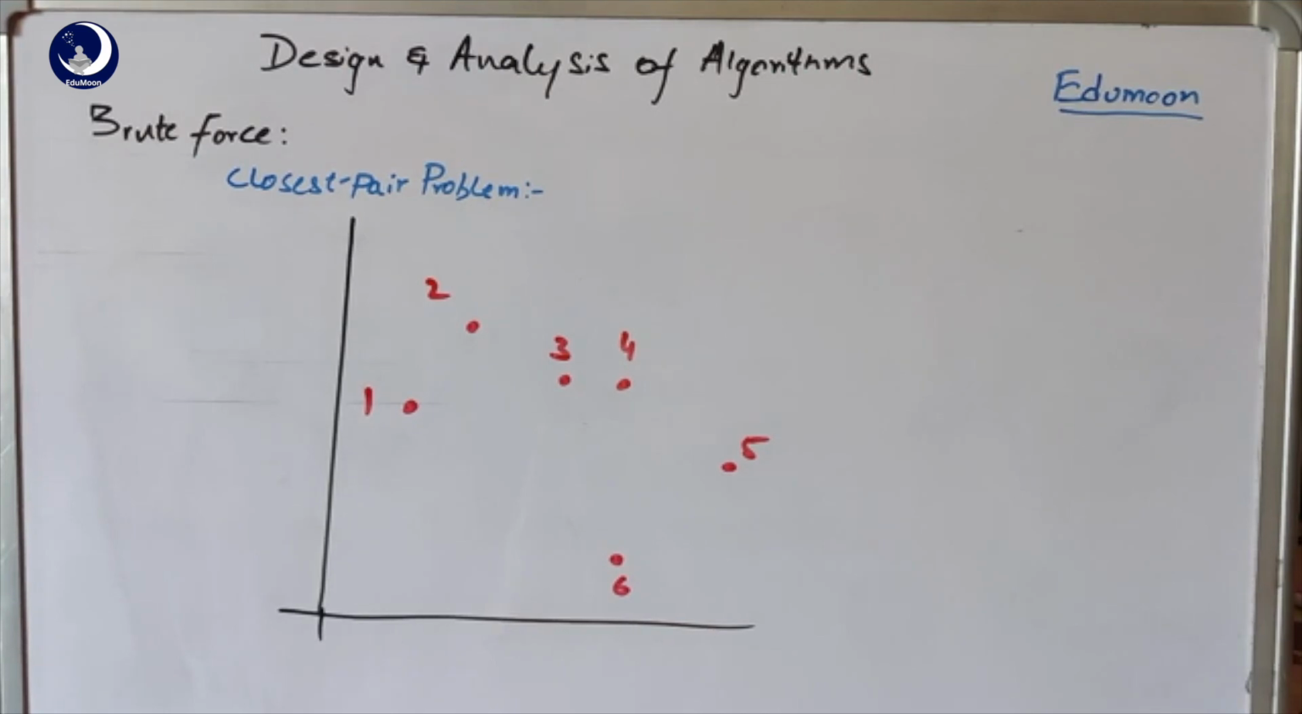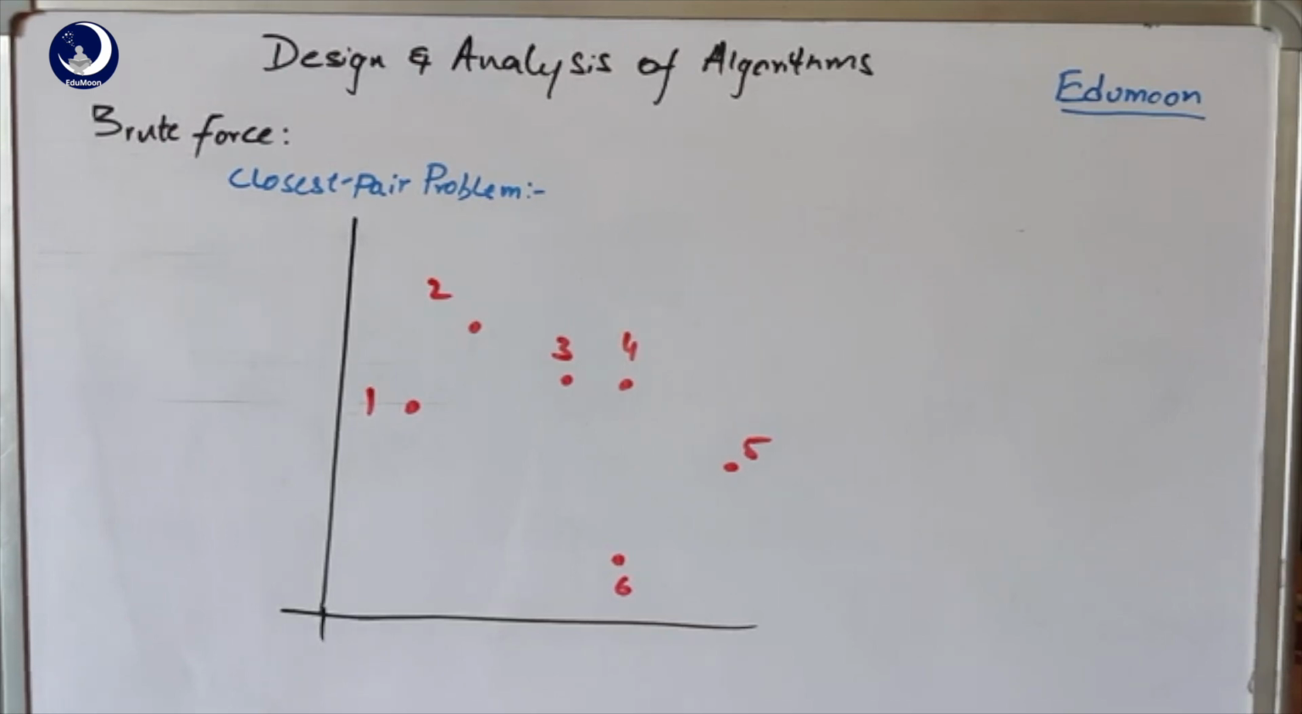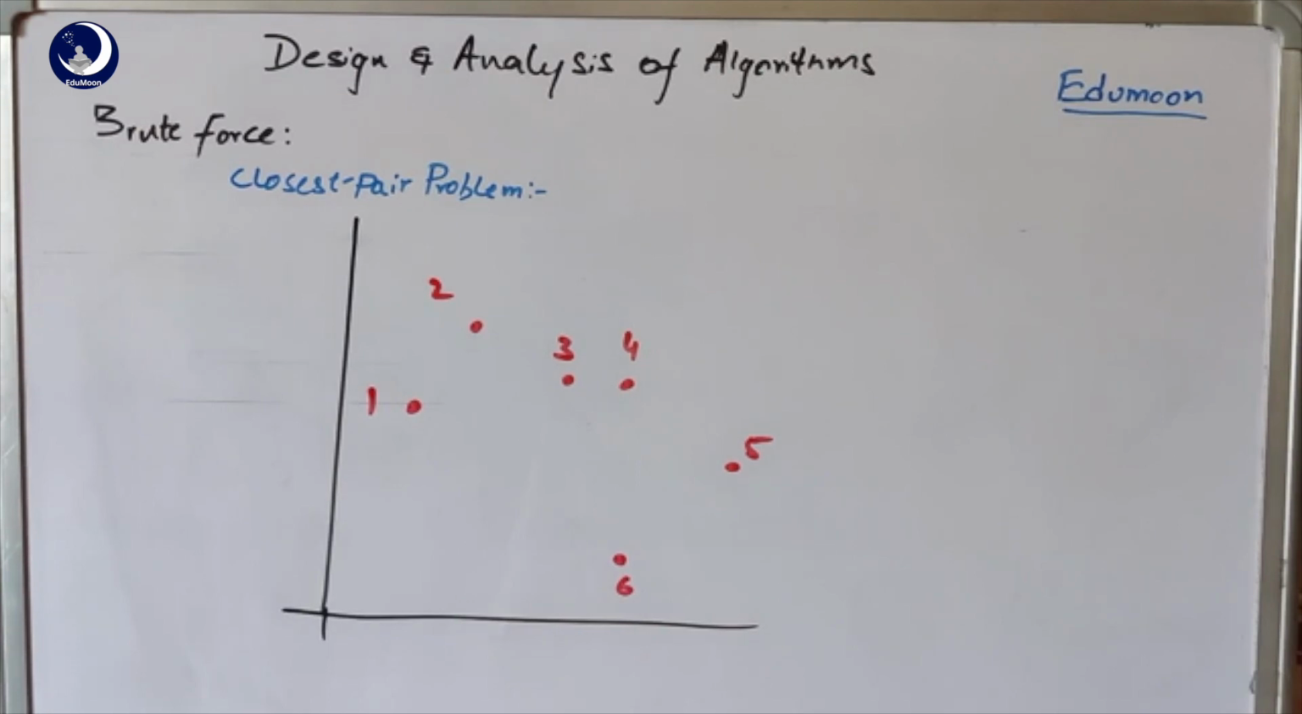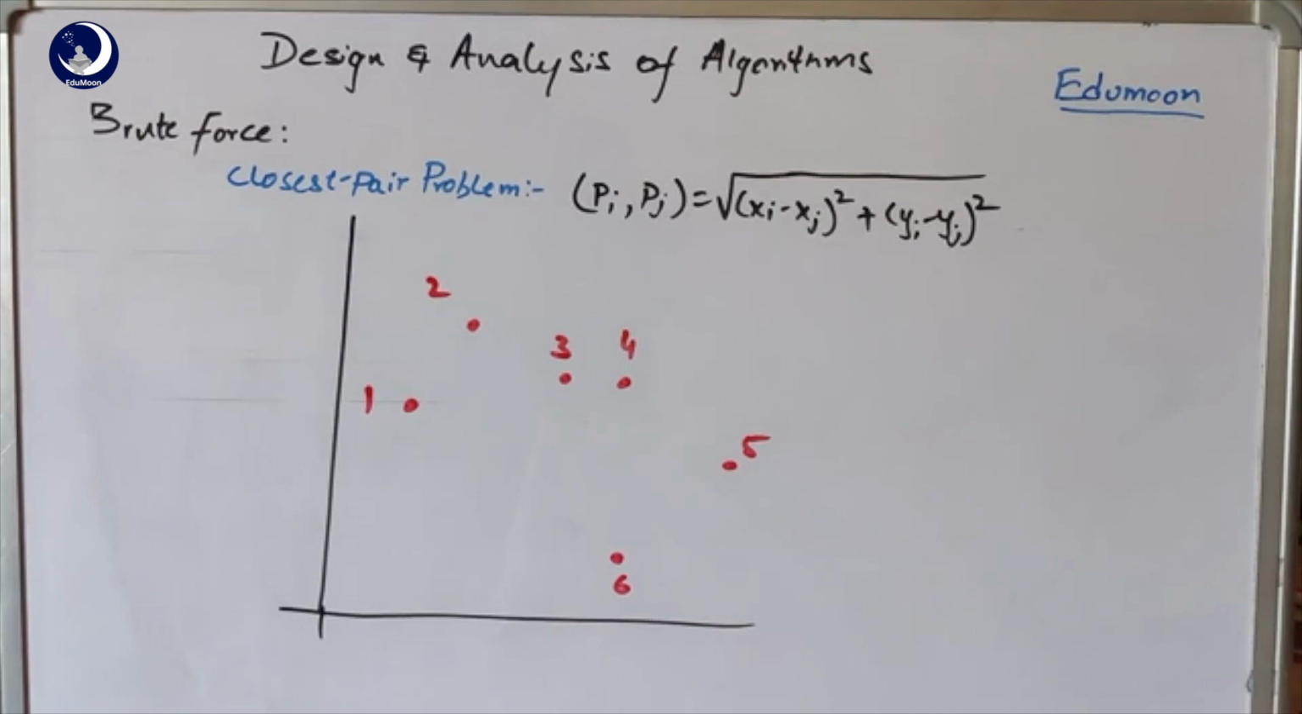But how does the system do this? When the coordinates are given for the points from p1 to p6, it should compute the distances and return the answer as p3 and p4 for this example. We also know the formula for calculating the distance between two points in a plane, that is the square root of (xi minus xj) whole square plus (yi minus yj) whole square. That will give the distance between the two points pi and pj.